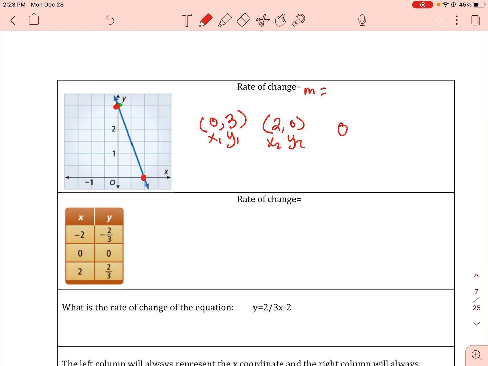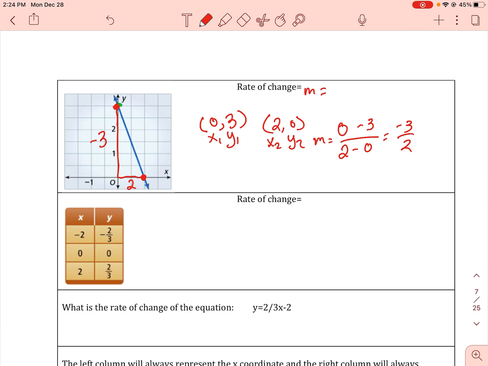So I will do my change in y, which means to subtract my y values, over my change in x, which means to subtract my x values. Negative 3/2 is the slope there. Or I can use my slope triangle, where I go down 3. Down is a negative move, to the right 2.